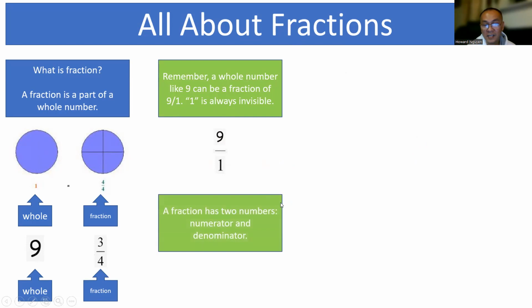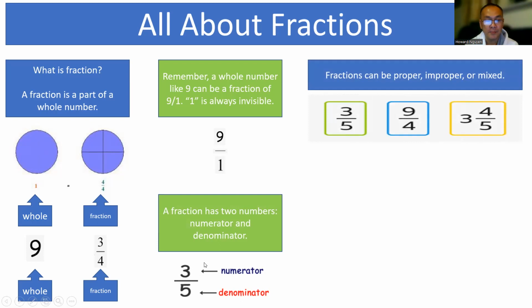So a fraction has 2 parts, 2 numbers, which is the 3 here. The 3 is called the numerator. This is on the top, and the bottom is called the denominator. So 3 is the numerator, 5 is called the denominator.